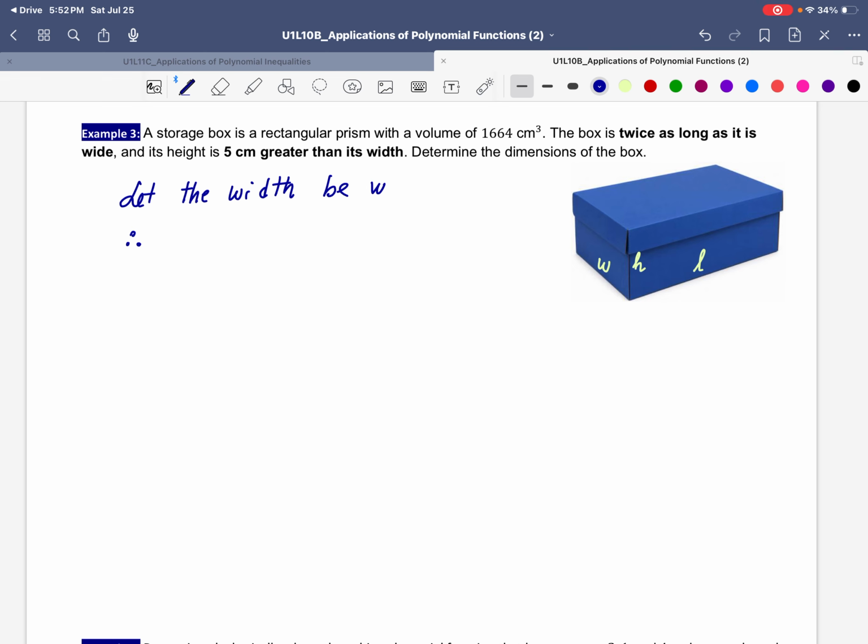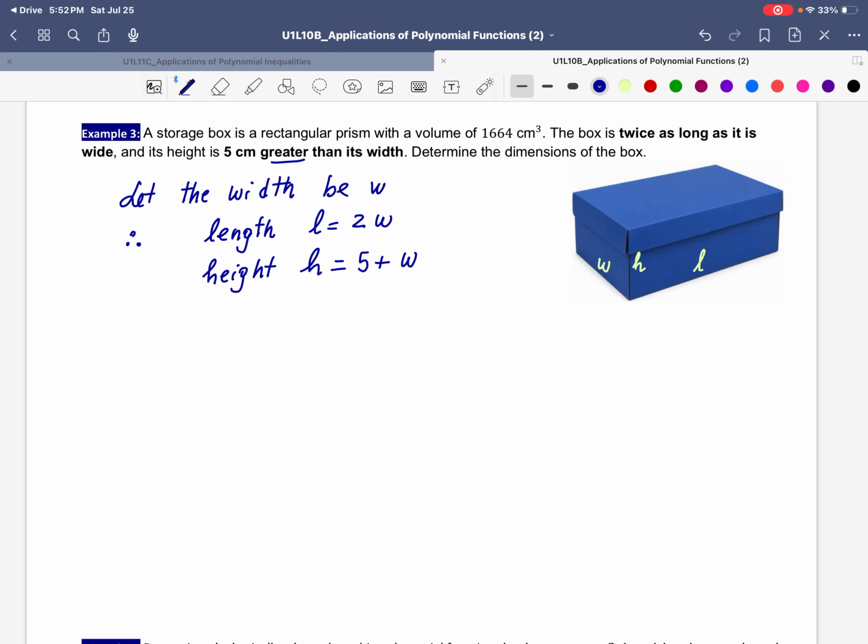Now, therefore, we're going to say that, remember, twice as long as it is wide. So that means that the length, L, is going to be equal to 2W. Now, the height on the other hand, H, would be 5 greater. So greater means that we're adding 5 to the width, H equals W plus 5. And voila, we have the 3 dimensions all expressed in terms of one variable.